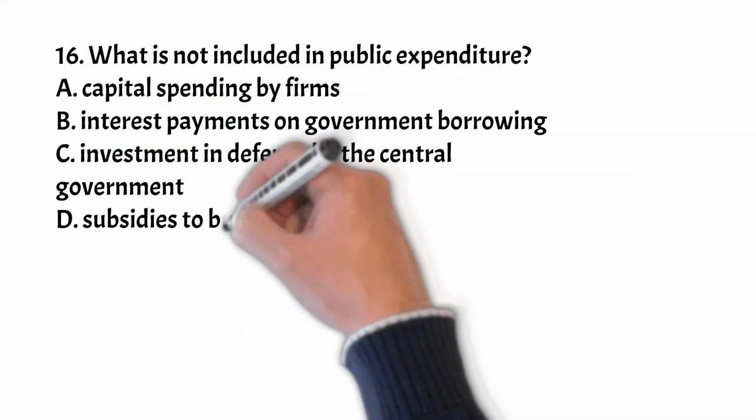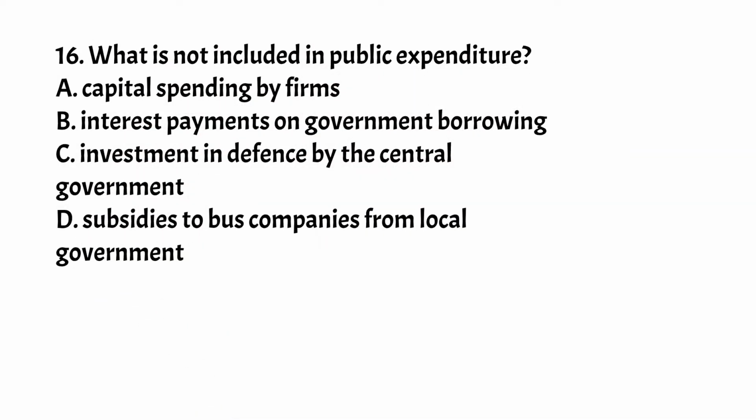Question 16. What is not included in public expenditure? A. Capital spending by firms. B. Interest payments on government borrowing. C. Investment in defense by the central government. D. Subsidies to bus companies from local government. Three of these options literally have government in the description, which must have something to do with public expenditure. That leaves A. Capital spending by firms. Which is the correct answer?